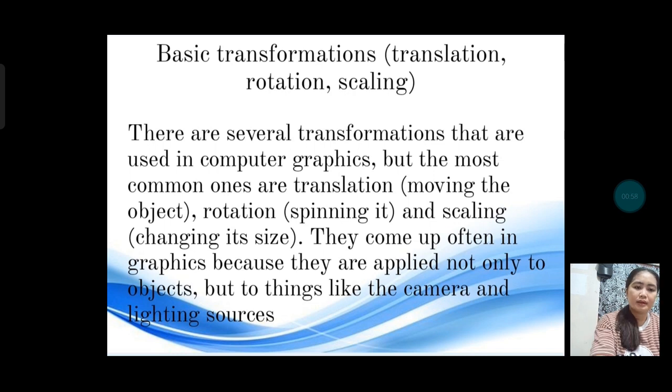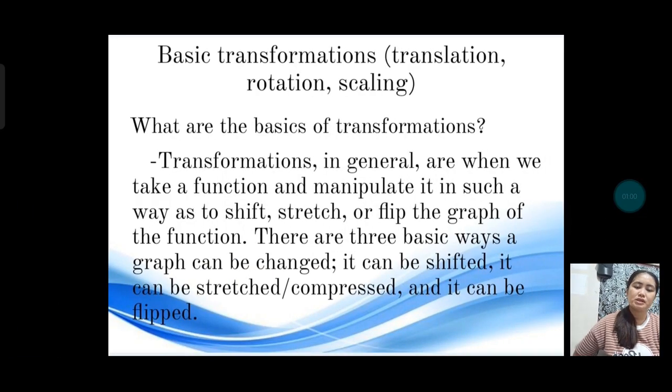So, what are the basic transformations? Transformations in general are when we take a function and manipulate it in such a way as to shift, stretch, or flip the graph of the function. There are three basic ways a graph can be changed. It can be shifted, it can be stretched or compressed, and it can be flipped.